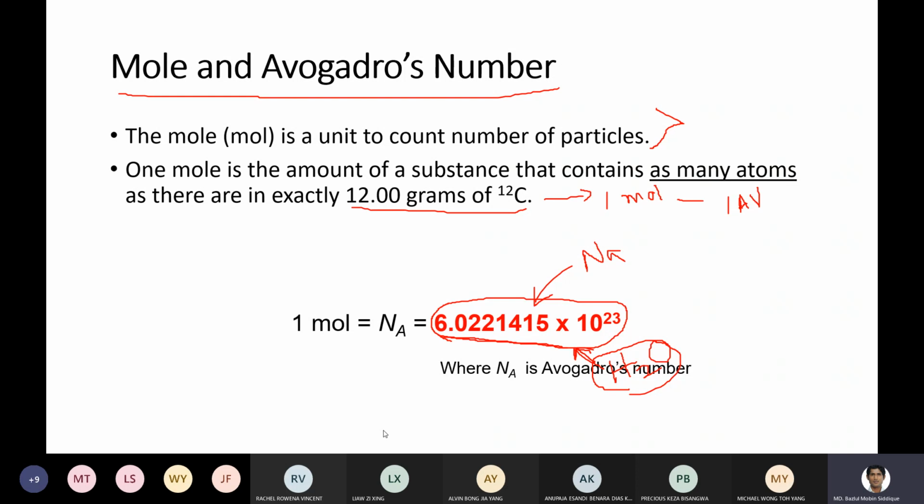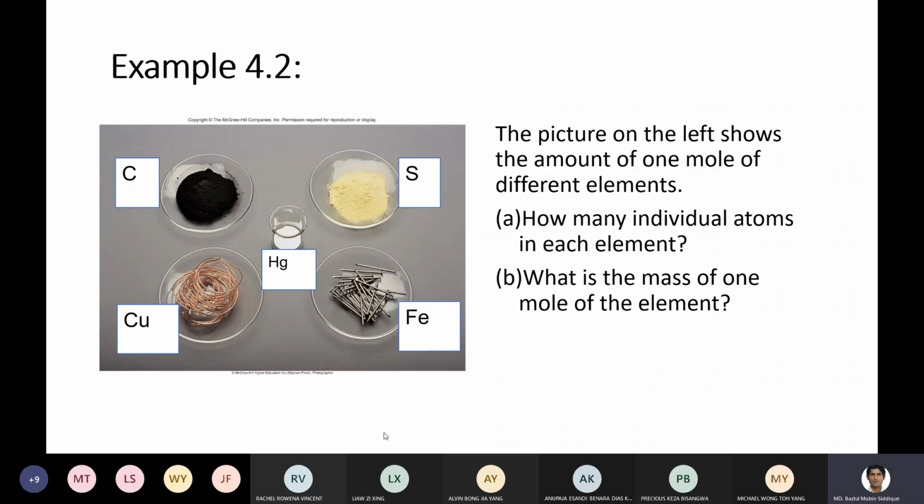And now here in the picture we see this is carbon, of course, black in color, yellowish in color is sulfur, copper, iron, and mercury. So in this picture there are 5 totally different elements. One is liquid, one is solid, 2 solids and 2 powders. So there are these different phases.